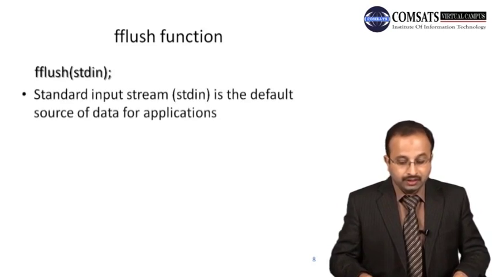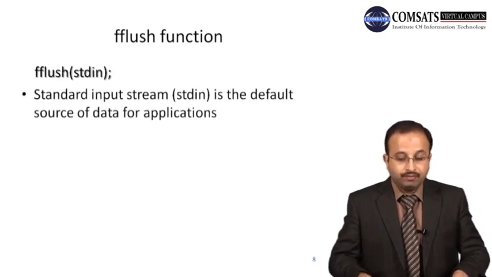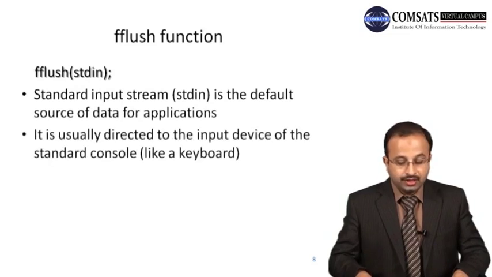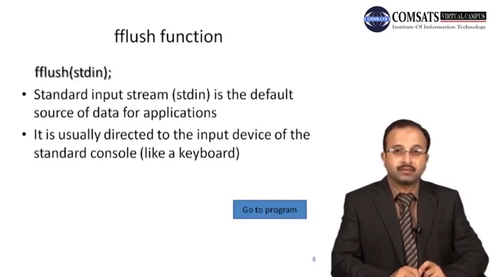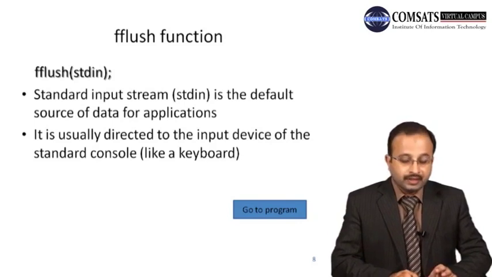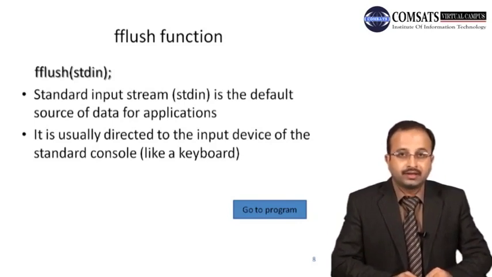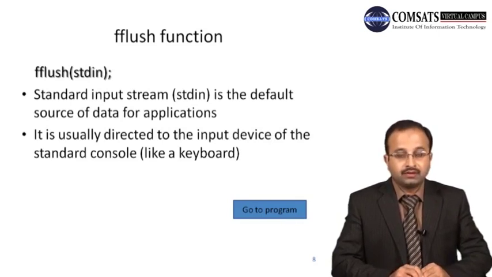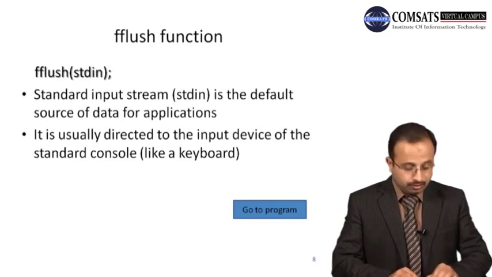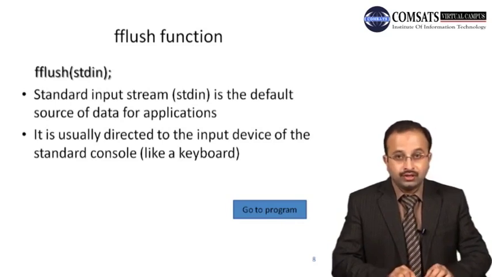So standard input stream, that is stdin, is the default source of data for an application. It is usually directed to the input device of the standard console like the keyboard. So आप कीबोर्ड से जो भी एंटर कर रहे हैं, फॉर एग्जांपल एक प्रोग्राम बनाए जिसमें आप एक इंटीजर वैल्यू इनपुट ले रहे हैं, then that integer value will be written in the buffer first, that is called stdin. So आपने लिखा, फॉर एग्जांपल आपने इंटीजर वैल्यू इनपुट करनी थी 1 4 3 4. So you write 1 4 3 4.